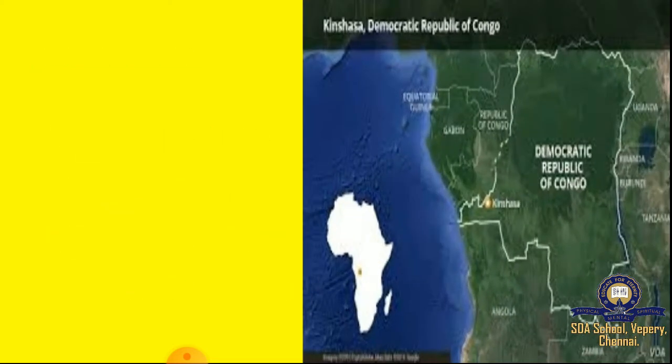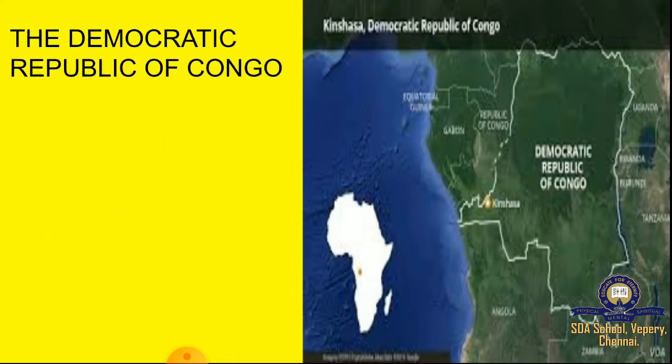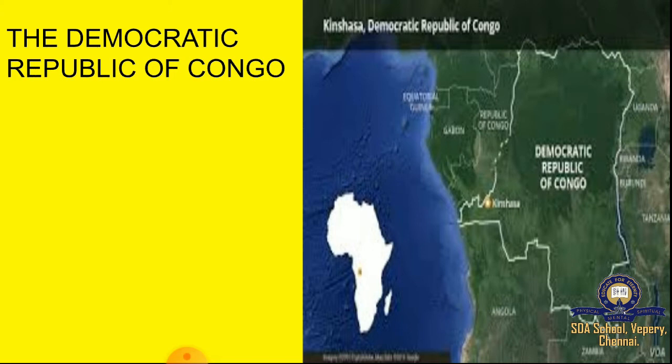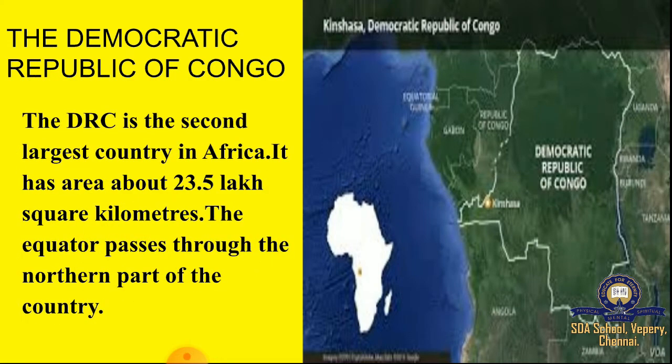Can you see the image? One part is in blue color, that is oceans, seas, like that. And one part is green color, that is forest. Can you see a place which is marked? That place is Democratic Republic of Congo.